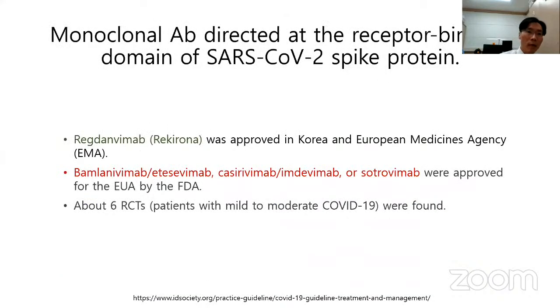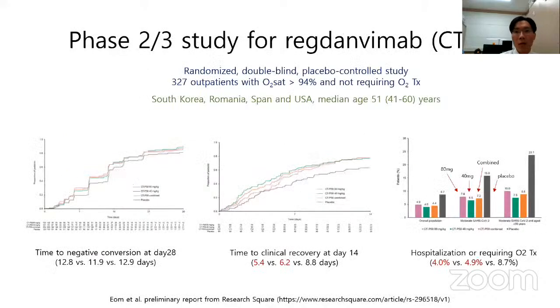Next, I'm going to talk about monoclonal antibodies targeting the receptor binding domain of SARS-CoV-2 spike protein. As I mentioned before, there are 4 monoclonal antibodies approved for the use for COVID-19. First, I'm going to talk about regdanvimab. Regdanvimab is the only drug approved in Korea.